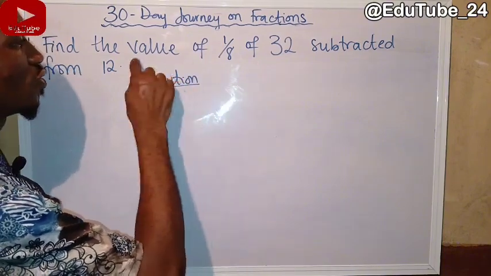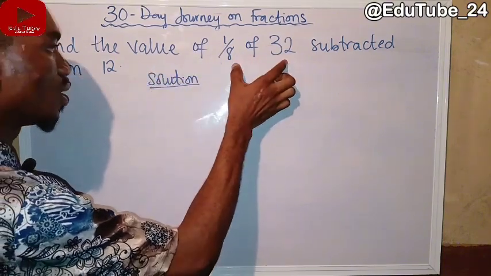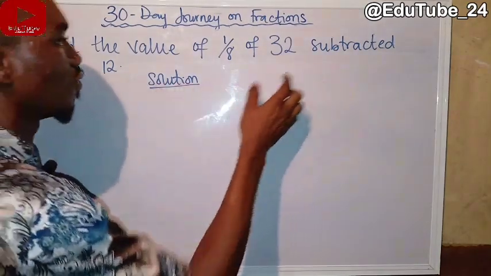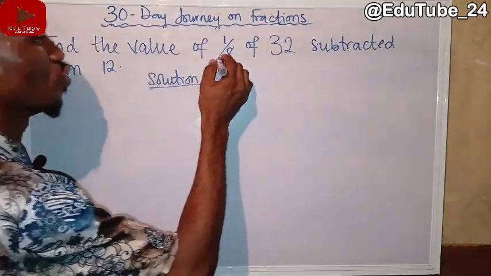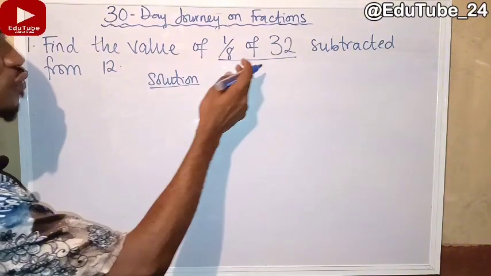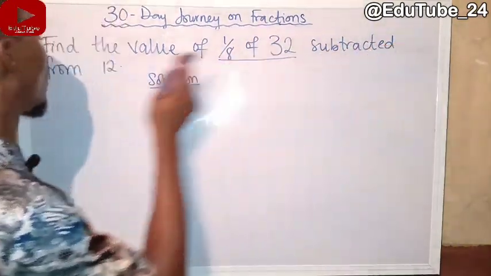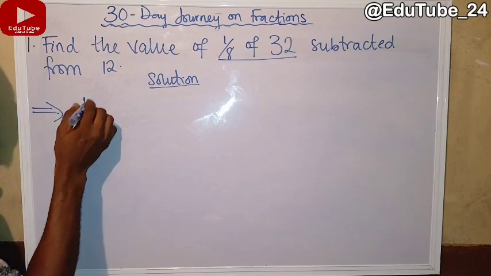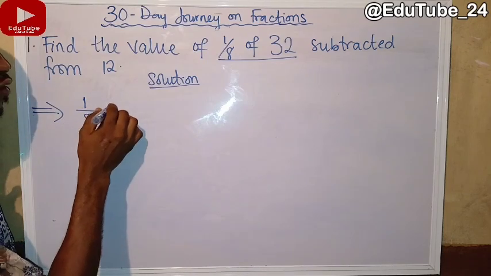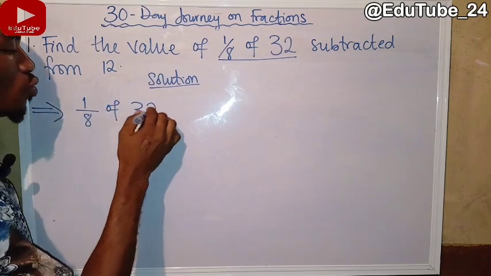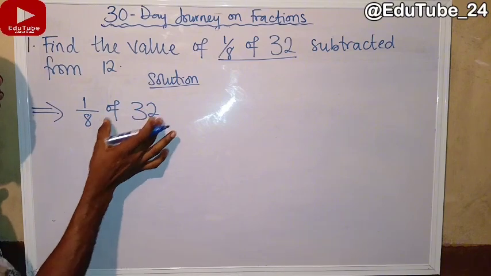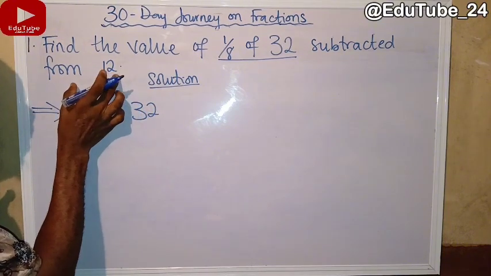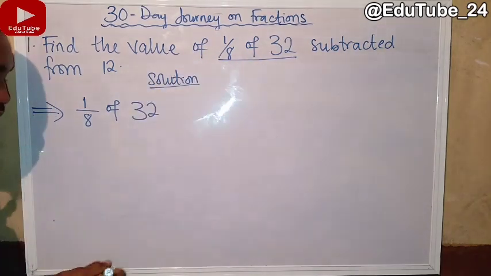Considering this statement, this command, we are meant to solve this before we proceed to the next part of the information we are given. So find the value of this, and when you get the value, it should be subtracted from 12. Straight away, we write out 1/8 of 32. This problem has to be solved before we proceed to the next part of the information, as I said earlier.